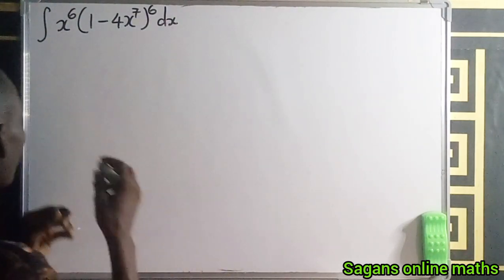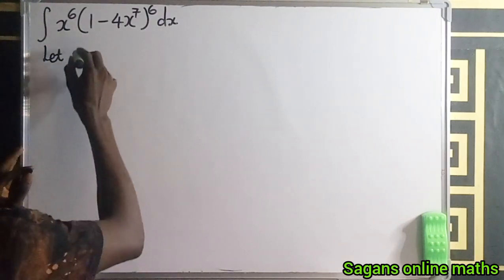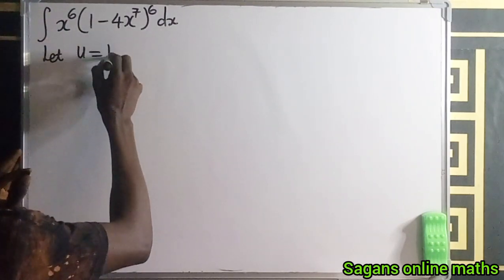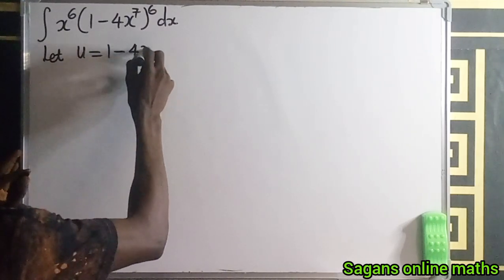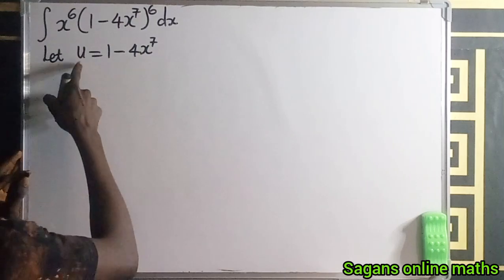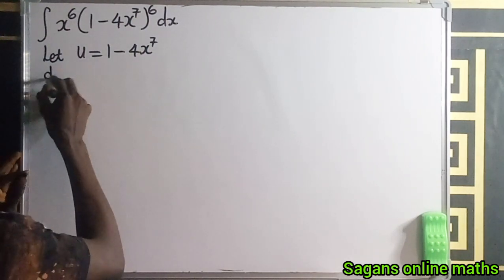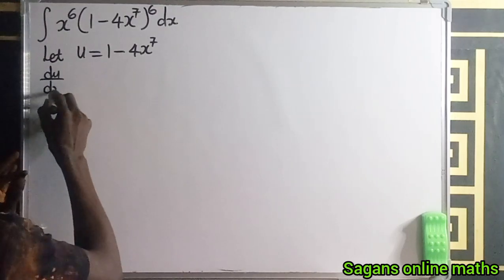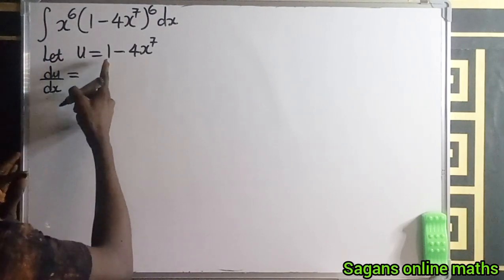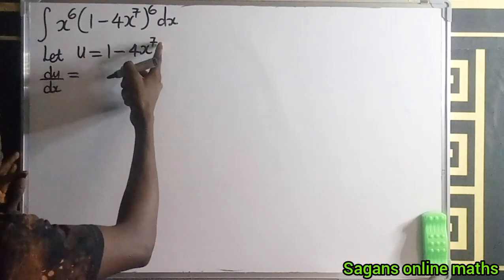We are not wrong if we say let u equal 1 minus 4x to the power of 7. Now let's differentiate u with respect to x. So du over dx is equal to what? If you differentiate the constant, it is 0. Then we differentiate minus 4x to the power of 7.